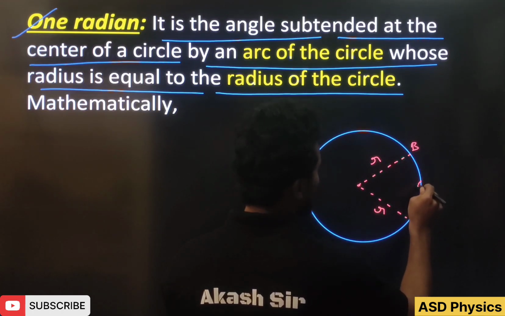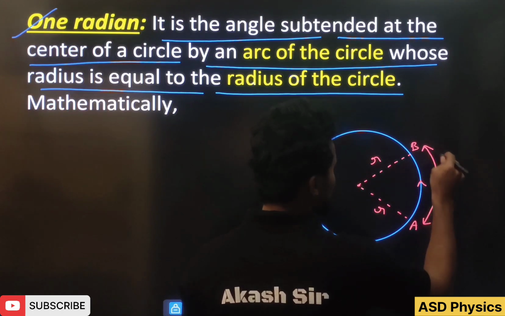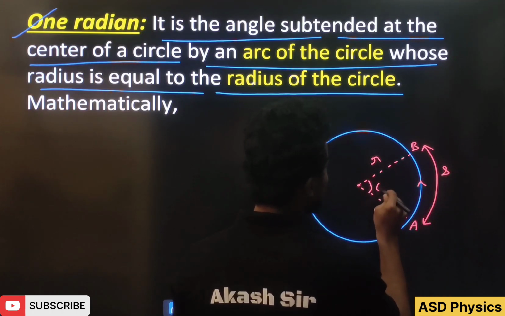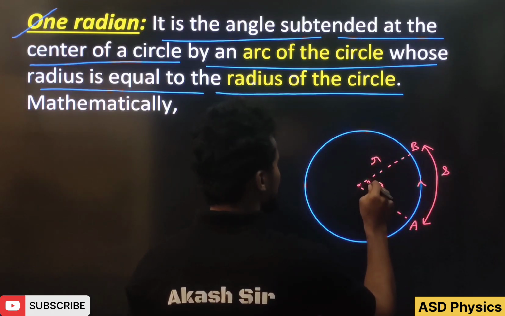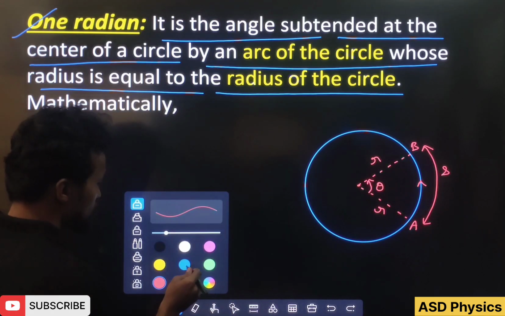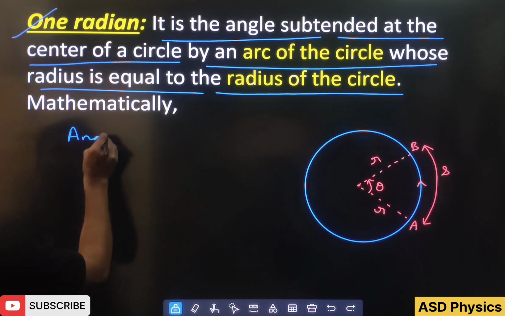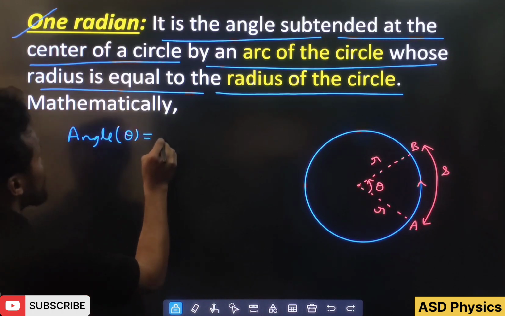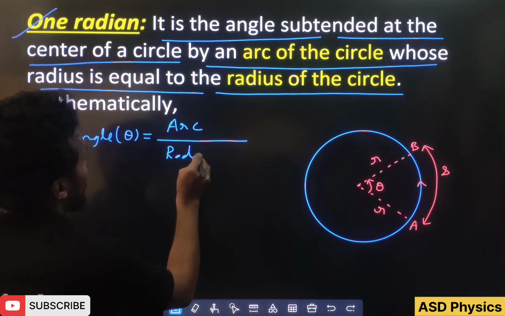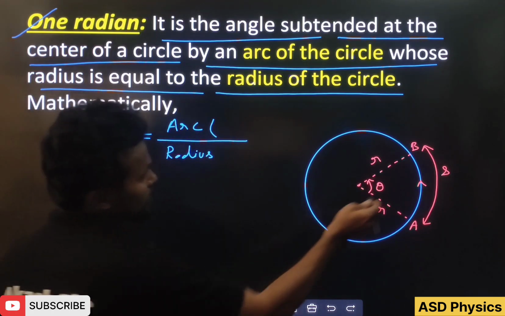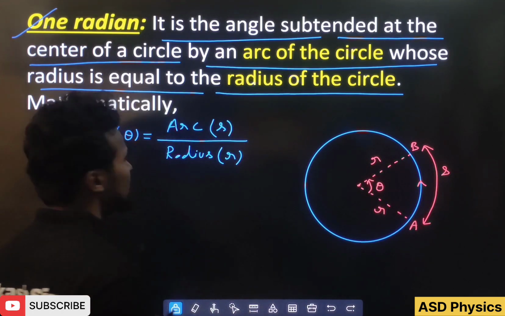Now we are moving from A to B. This is the arc length S, and the angle here will be theta. Students, you know very well one basic formula: angle theta is equal to arc by radius. Let's take this arc as S and the radius as R. This is the general formula.